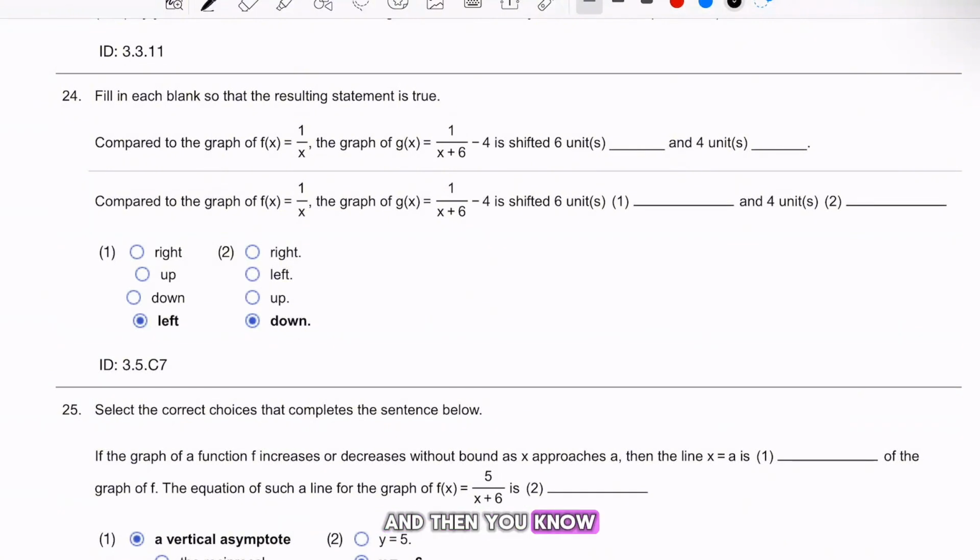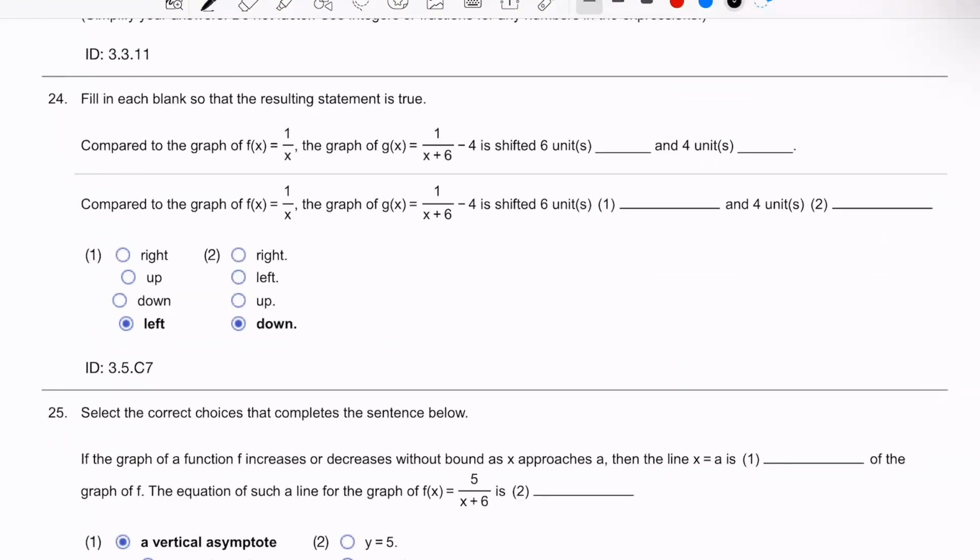And then, discussing the asymptote. It says here, what is the asymptote? Does it have a vertical asymptote? And where it's located. And I think that's it. Yep, that's it.